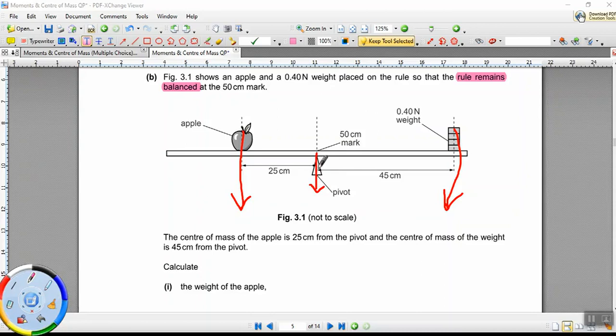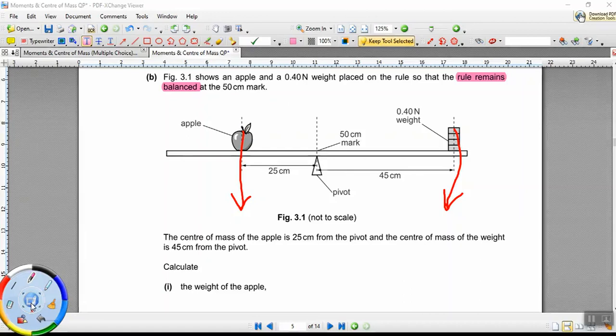But the moment we put the pivot underneath the ruler, we cancel out this whole section here. So we don't worry about the weight of the ruler itself. We only consider the apple and the weight on this side. So the first thing is we want to consider the forces. Here is a force, a weight downwards, and there is a force, a weight downwards.